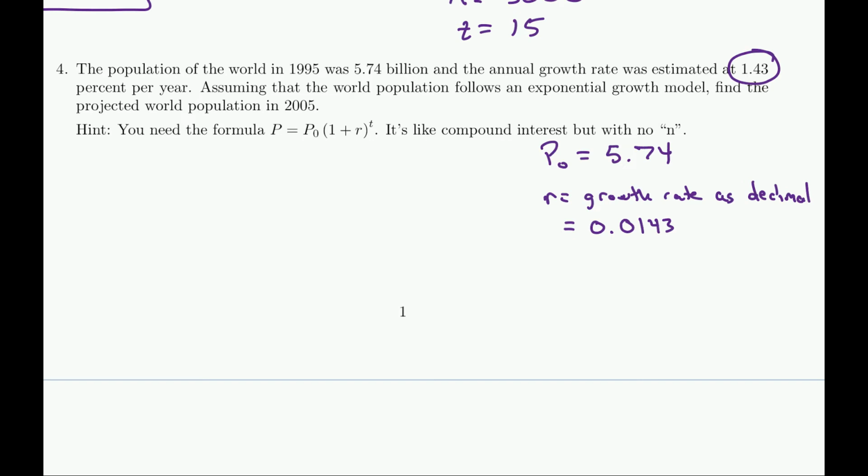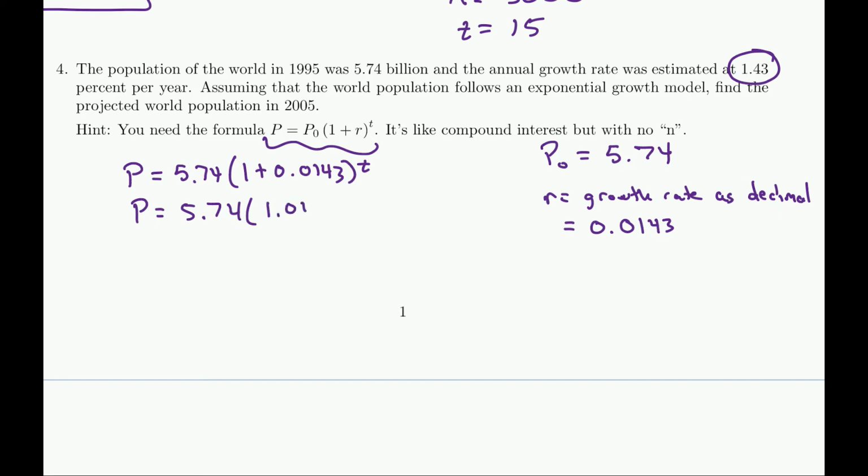Okay, so if you fill in the P0 and the R just in this equation, you have P equals 5.74 times (1 plus 0.0143) to the T, right? And you can actually simplify that a little bit before we even start the problem by adding the 1 and the 0.0143 and get 1.0143 to the T like that. So this is a good place to start. That's not actually the answer to the question.